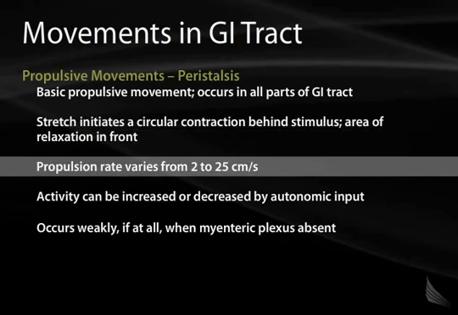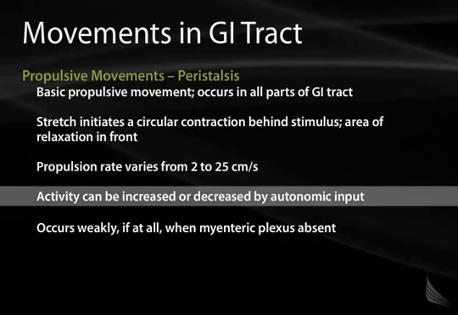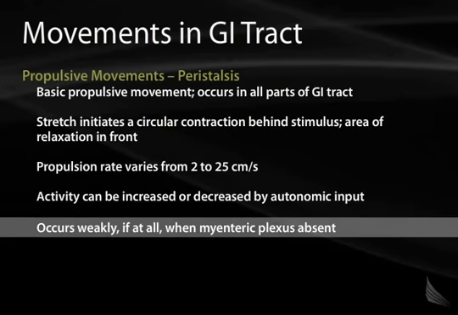The propulsion rate varies from 2 to 25 centimeters per second, and activity can be increased or decreased by autonomic input. When the myenteric plexus is absent, this activity may not occur at all or can occur weakly.